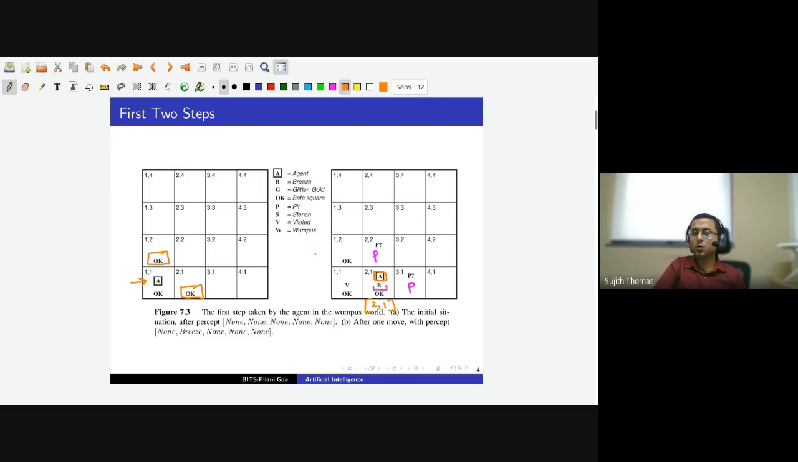So now the only possibility to move to is the room 1-2, because earlier it had inferred that room 1-2 must be okay because there is no breeze and no stench. So now what the agent does is it decides to go to room 1-2. Let me write 1-2 so that it's more clear. This is 1-2, this room.